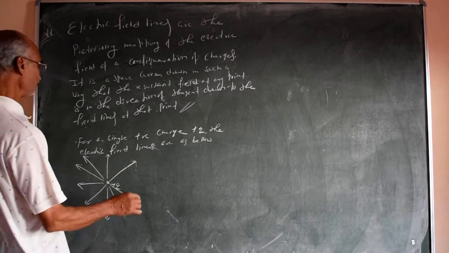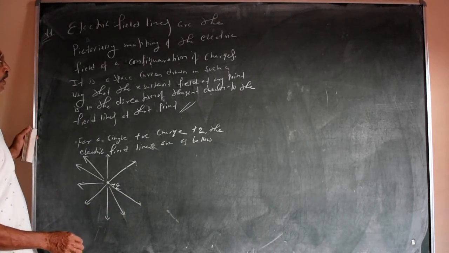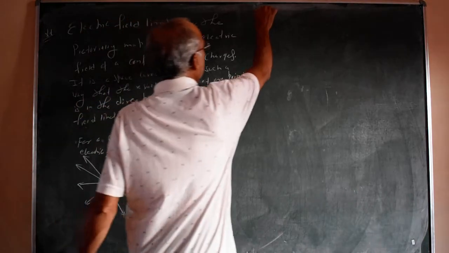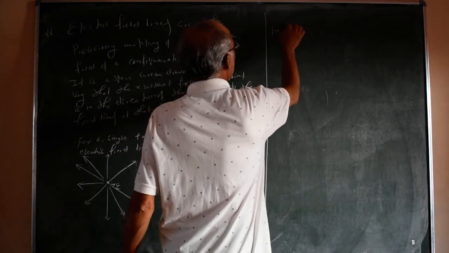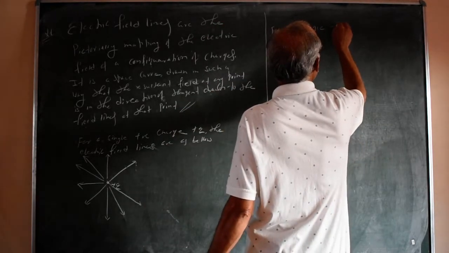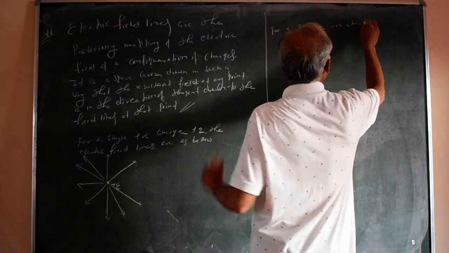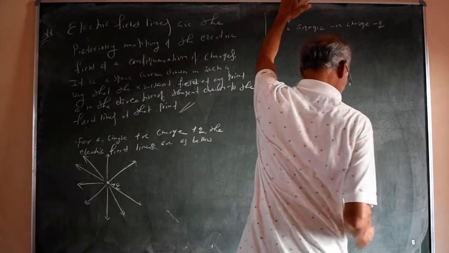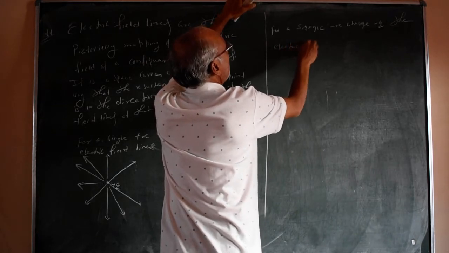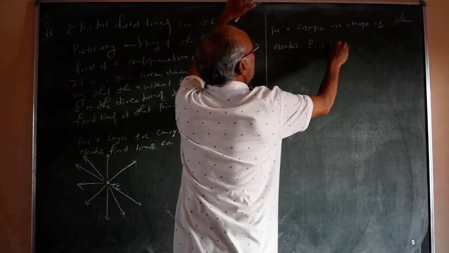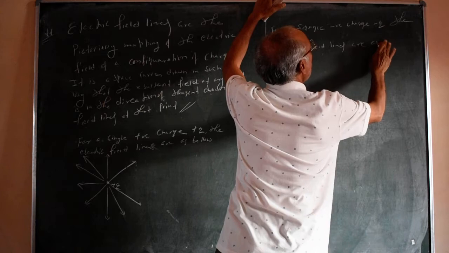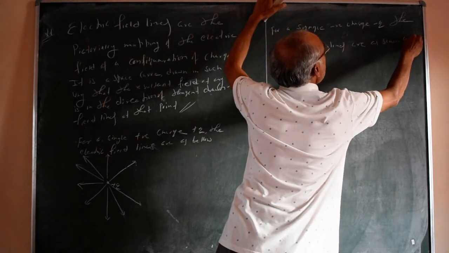For a single negative charge, minus Q, the electric field lines are as shown below.